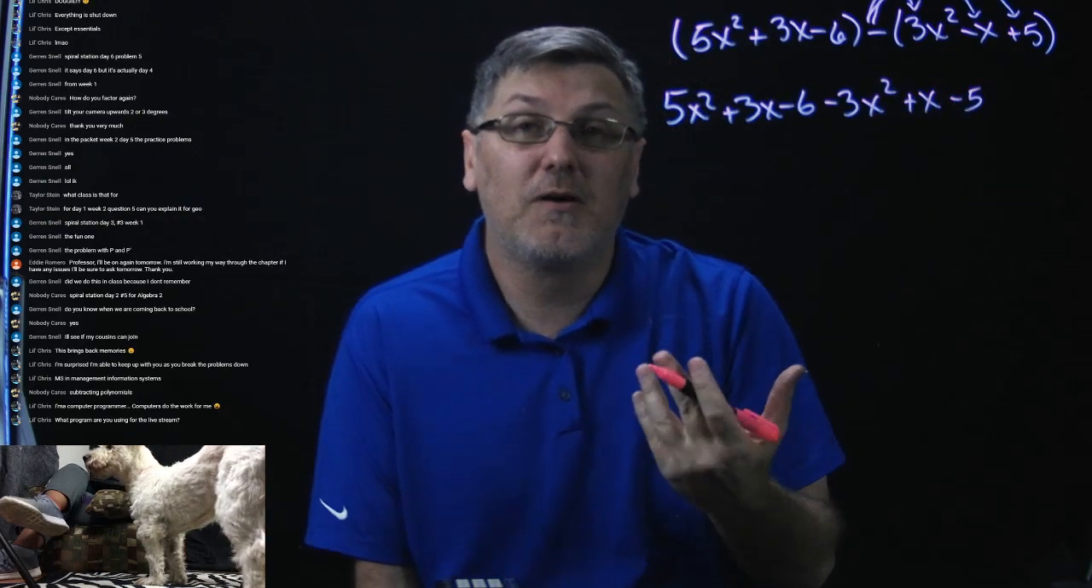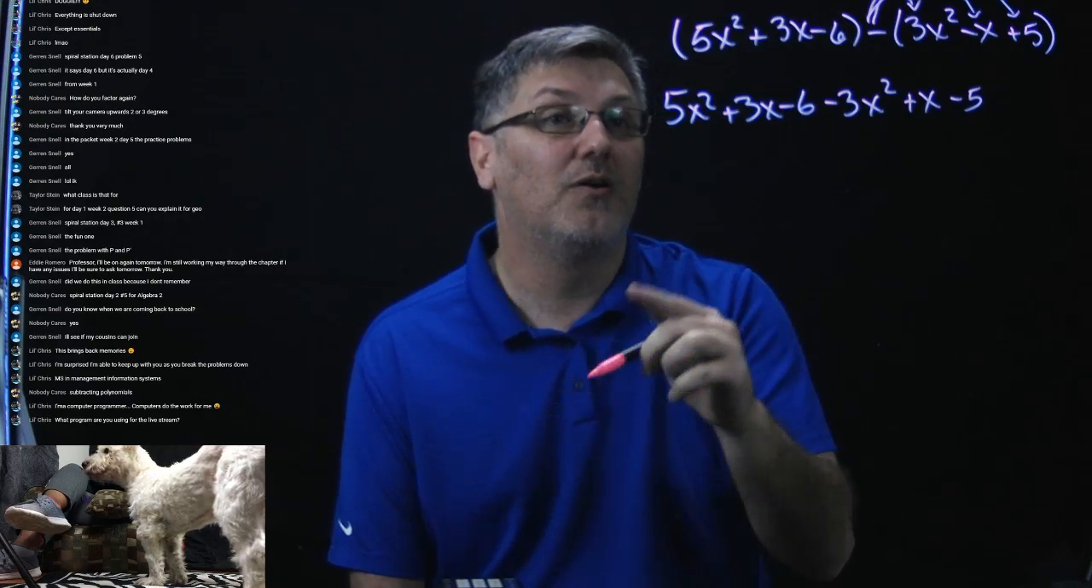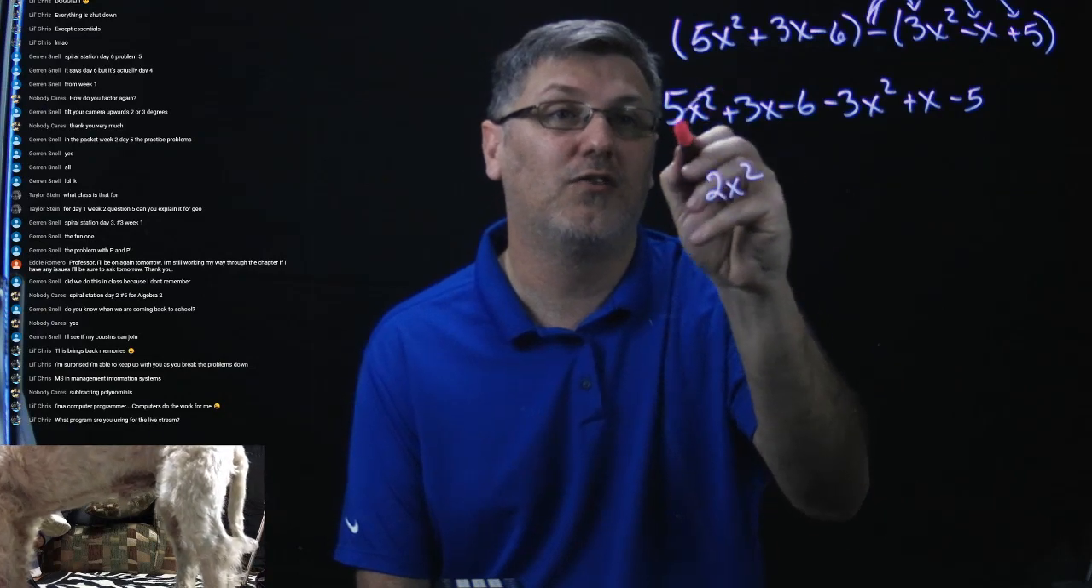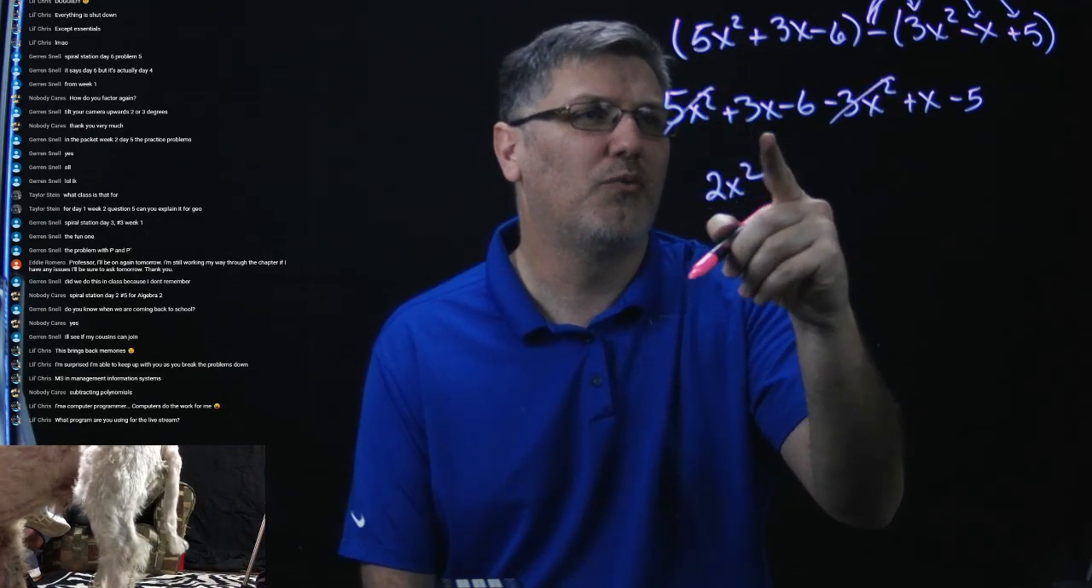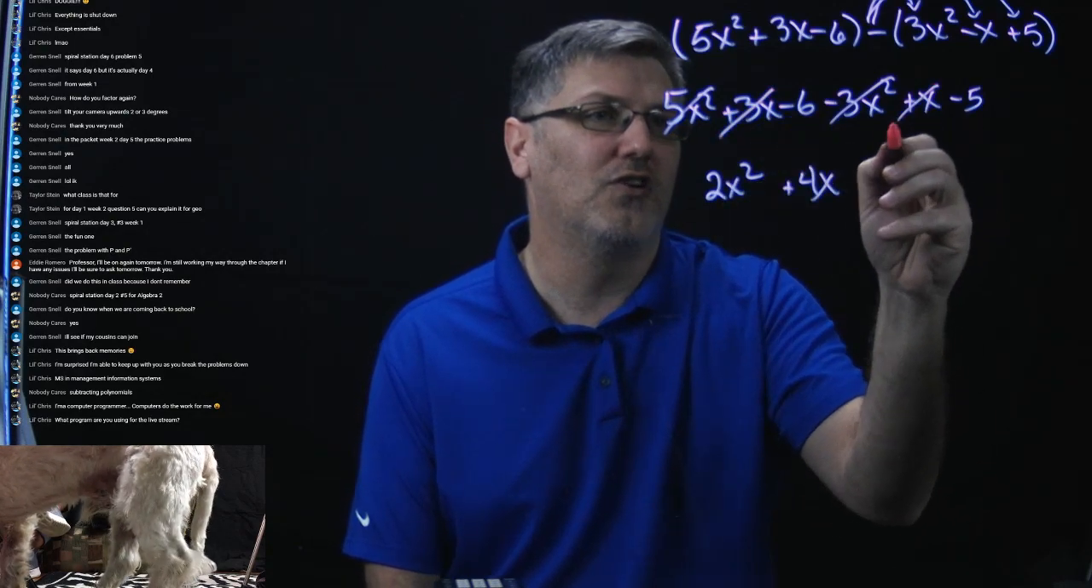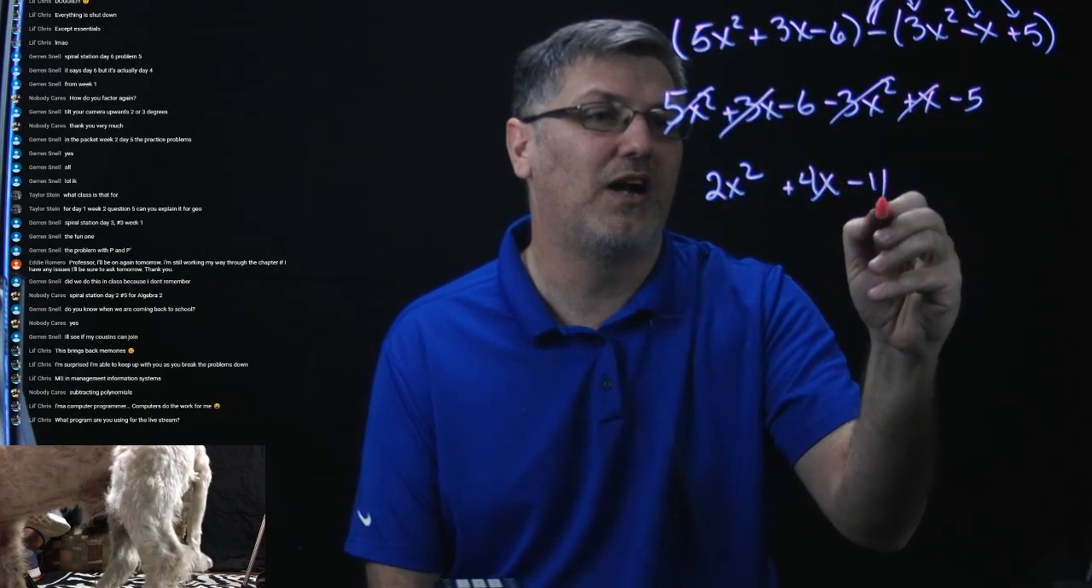And then from here, we just combine like terms. So we have a 5x squared minus 3x squared, which is just 2x squared. Those are done. I have a 3x plus an x. This gives me 4x. Those are done. And a negative 6 minus 5 gives me minus 11.